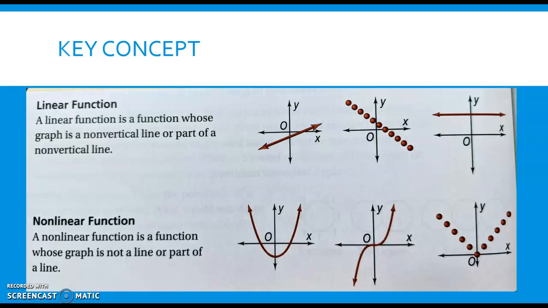All right, so key concept, a linear function is anything that creates a line that is non-vertical, meaning it can be horizontal, but it can't be a vertical line. And there's a reason for that. We'll talk about that when we talk about what makes something a function over not a function.